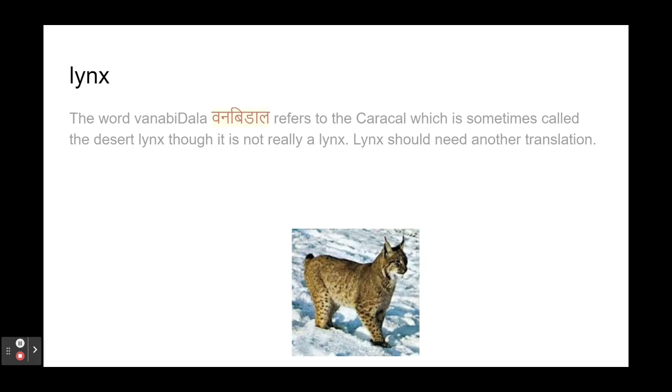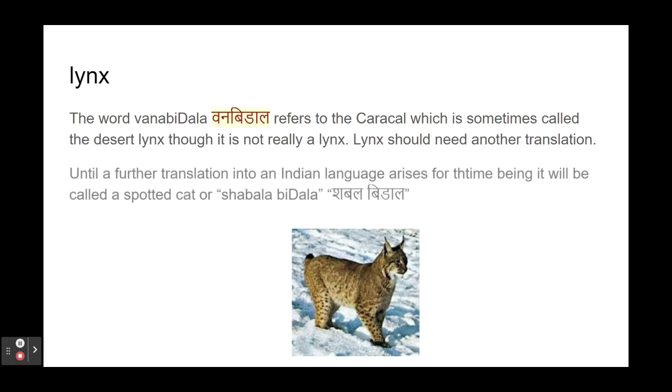The lynx. The word vanabidala refers to the caracal, which is sometimes called the desert lynx, though it's not really a lynx. Lynx should need another translation. Until a further translation into Indian languages arises, for the time being, it will be called spotted cat, or shabala bidala. I had to use a Sanskrit dictionary just for the record. That's why you can see some of the Devanagari in highlighted form.